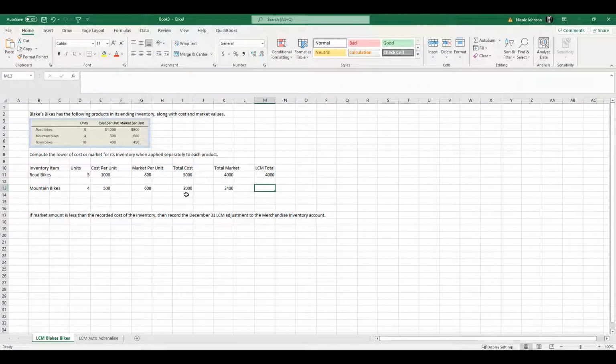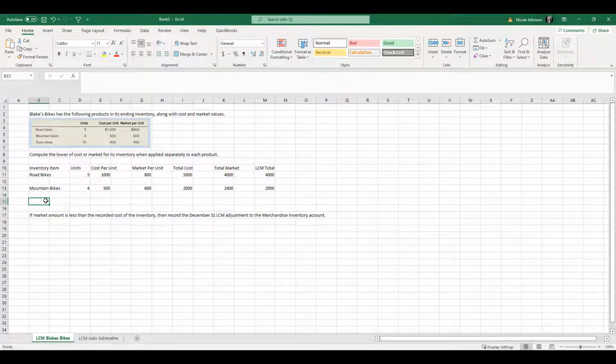Next up, we've got mountain bikes. For 4 units, we purchased them at $500 a piece, and market per unit is $600 a piece. Total cost, I'm going to take the 4 units times $500 a piece. For total market, I'm going to take the 4 units times $600 a piece. So which one's lower, our total cost or our total market? In this example, the total cost is going to be lower.